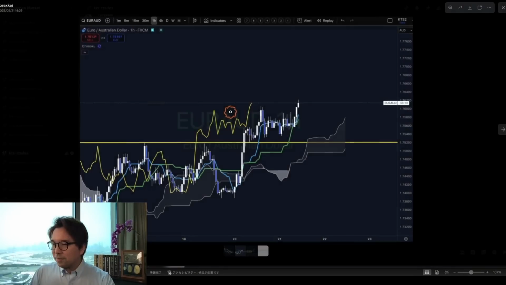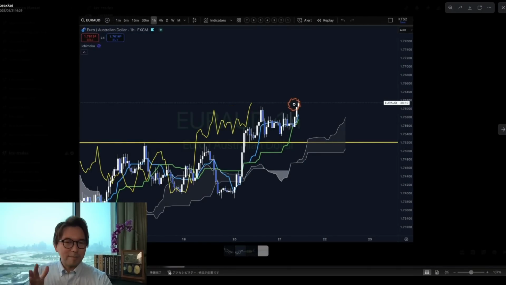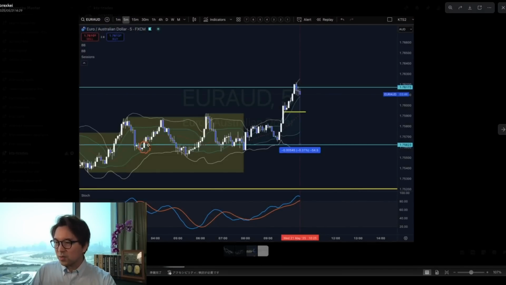And in terms of the entry, this is trend confirmation, but I don't jump in the market. I always check the 5-minute time frame and get more precise entry timing. And the screenshot is this one. So this is when I entered the market. I entered on 1.76173, and my stop loss was 54 pips below, which was quite wide.